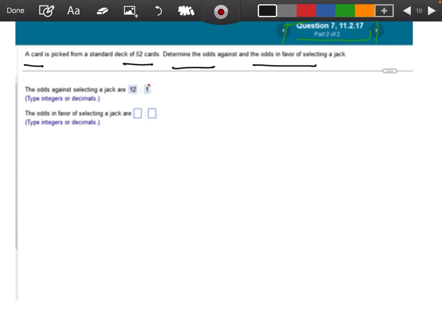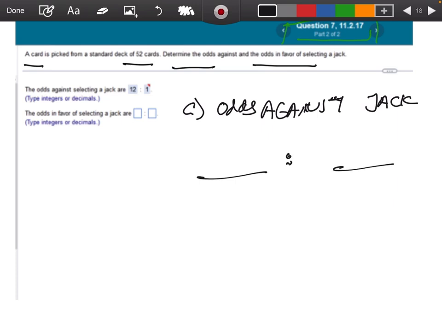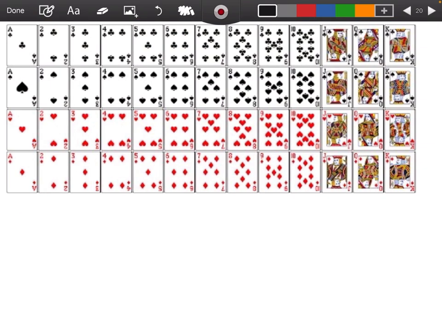Okay, so look, y'all, for part A, we're going to do the odds against getting a jack. Okay, so y'all, we're going to write two numbers. The first number is that it's not a jack, and the second number that it is a jack. So first thing I'm going to do, I'm going to scroll over here. Here is my deck of cards.